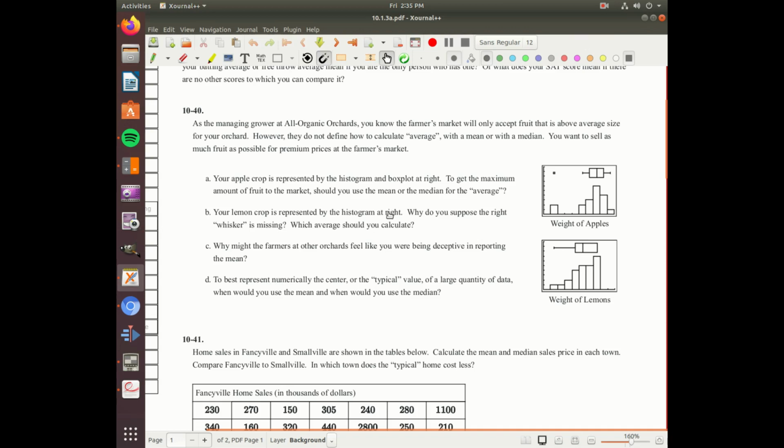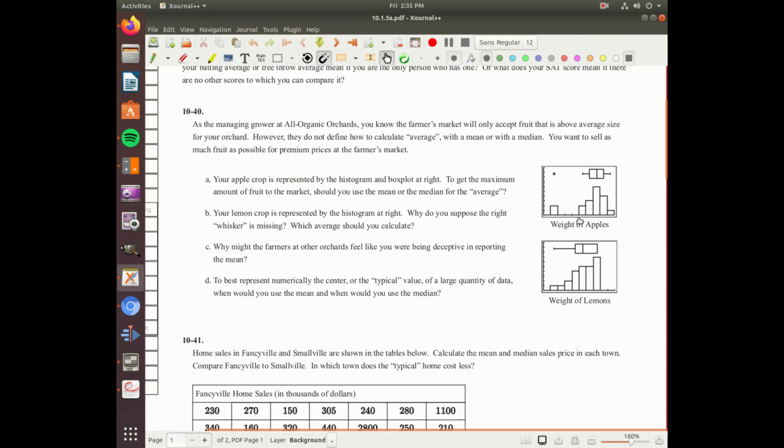So your apple crop is represented in the box plot at the right. So this is our apples. To get the maximum amount of fruit to the market, should you use the mean or the median for the average? Now, it's not totally obvious to everybody, but if I add all these up and divide, in theory, the average would be brought down by this outlier. So the median is right here.